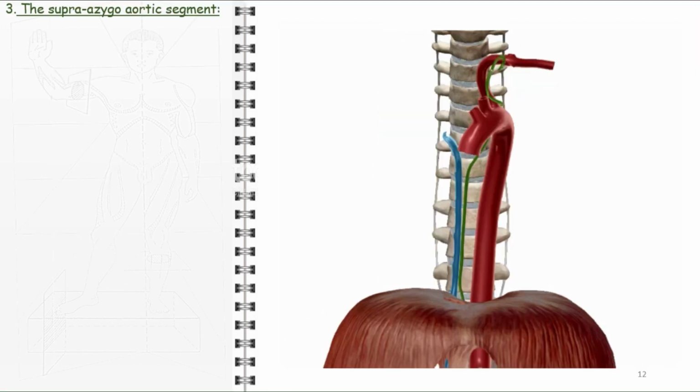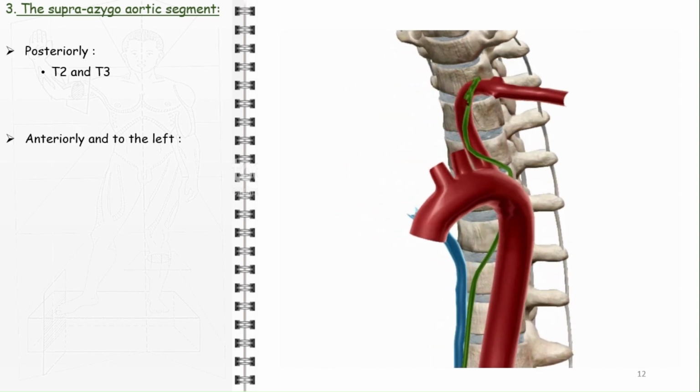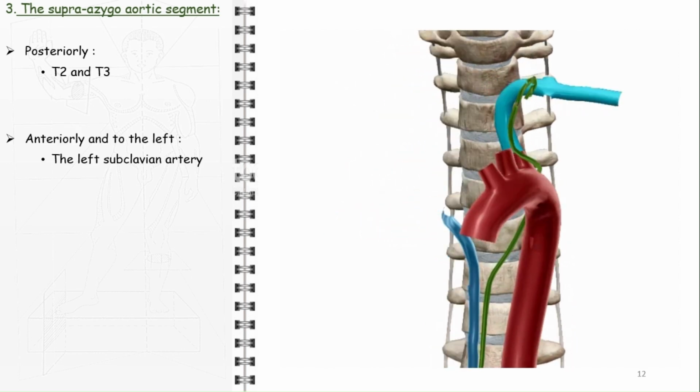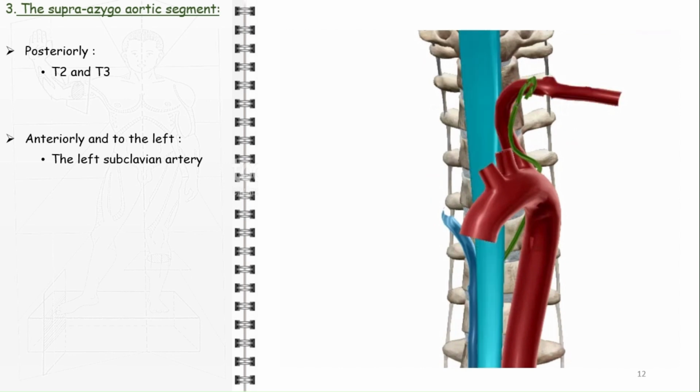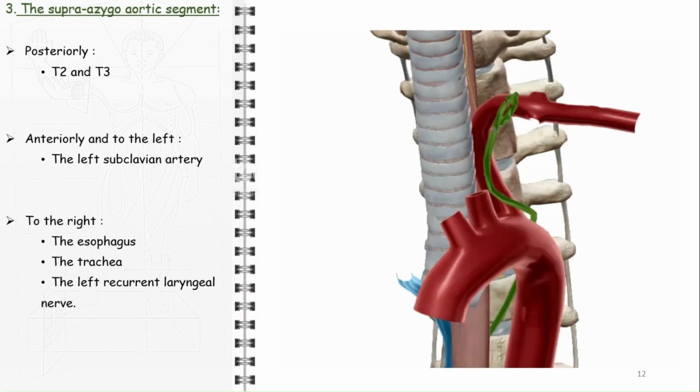In the supraazygous aortic segment, the thoracic duct runs along the posteromedial surface of the left subclavian artery, sharing its anatomical relationships. Posteriorly, the second and third thoracic vertebrae. Anteriorly and to the left, the subclavian artery, covered by the pleura. To the right, the esophagus, being its main relationship. The trachea. And the left recurrent laryngeal nerve.